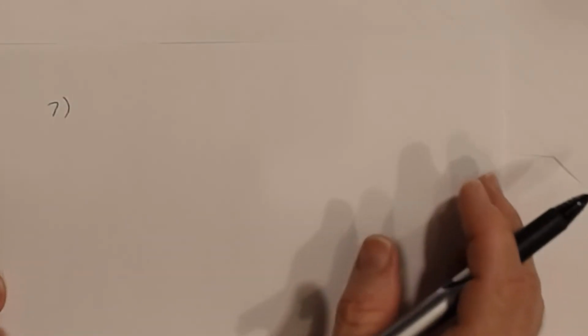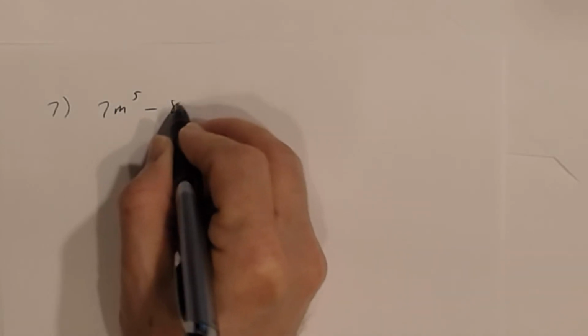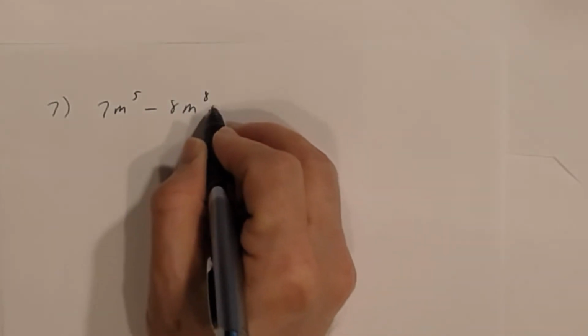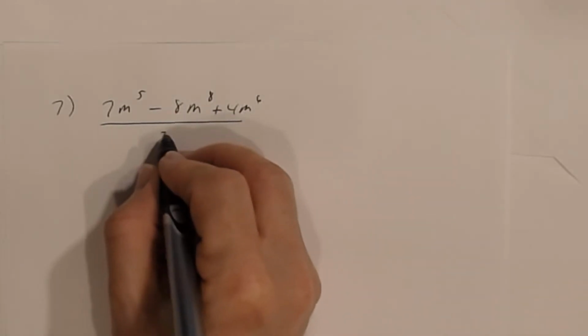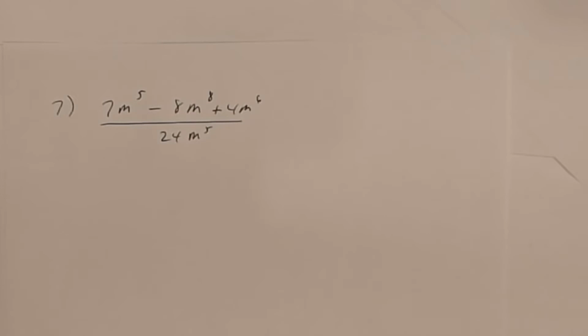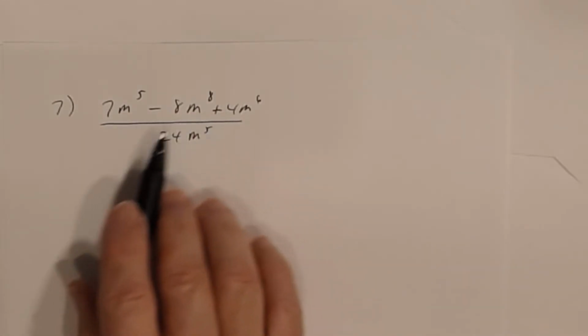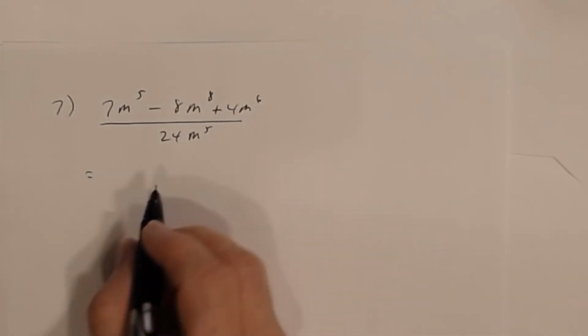So in number 7, we have 7m to the 5th minus 8m to the 8th plus 4m to the 6th, divided by 24m to the 5th. Okay? All right, and so again, a polynomial divided by a monomial. So I can write this as each term divided by the denominator.